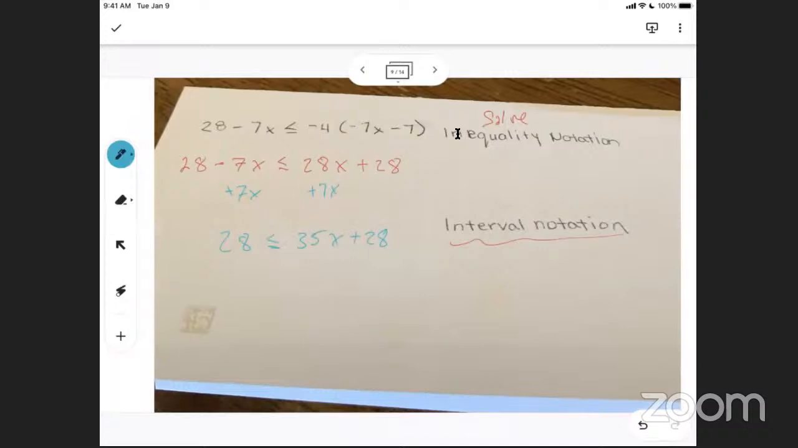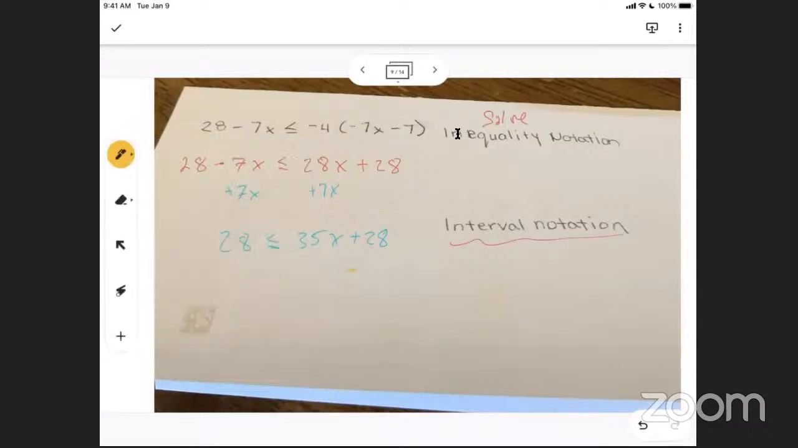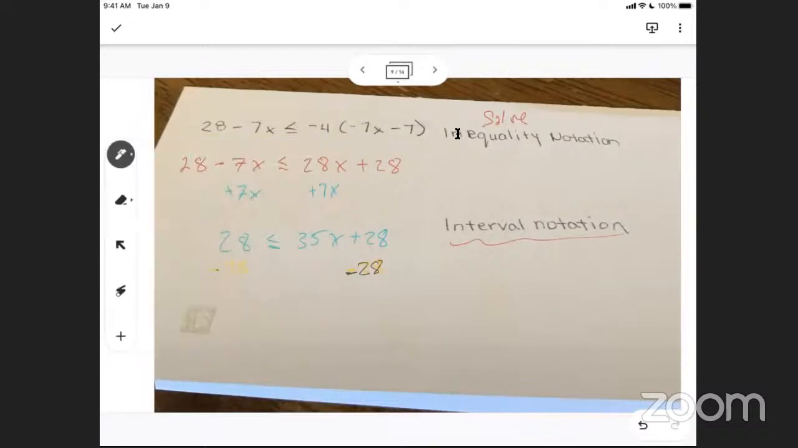Now you're gonna subtract 28. Good. And when I subtract 28, what do I get? Let me change that. Minus 28 and minus 28. What am I going to get on the left? On the left side, you're gonna get 0. Good. And on the right side, what am I going to get? Well, that's 0, but what else do I still have? All of the 35x. Now what?